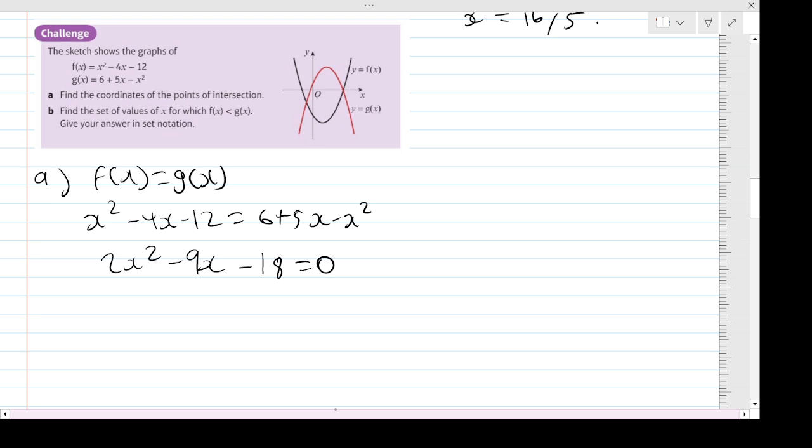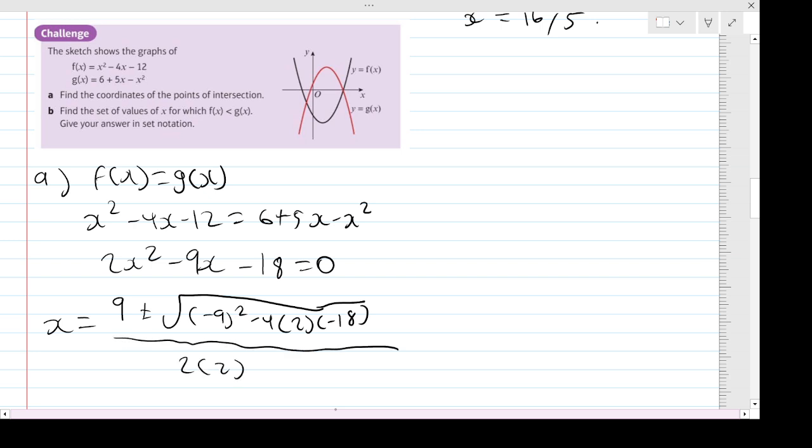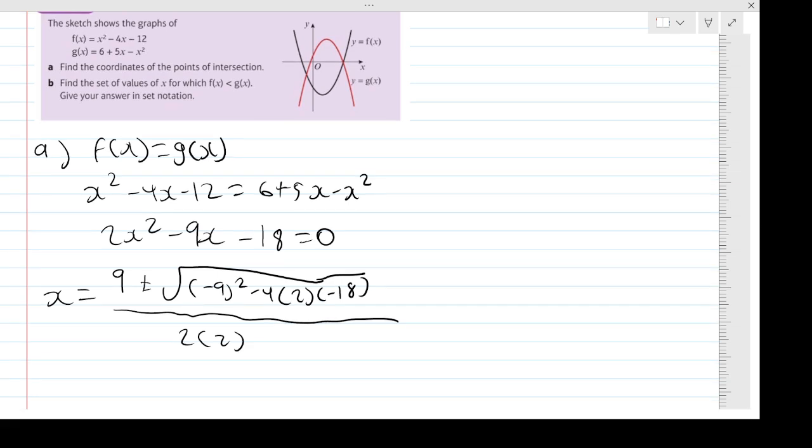I'm going to use the quadratic formula. I don't like this 2 in front of the x squared, and I can't be bothered to factorise it, if it even does. Let's just whack it in the calculator. So we have x is 9 plus or minus the square root of b squared, which is minus 9 all squared, minus 4 lots of 2 lots of minus 18, all over 2 lots of 2. And that will give me our solution. So put that in a calculator, and you should get the answers.